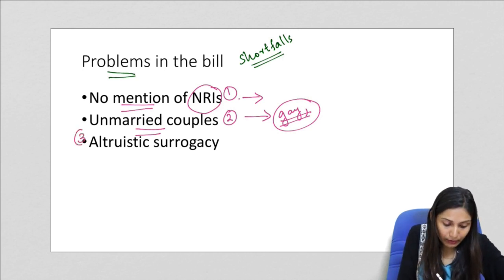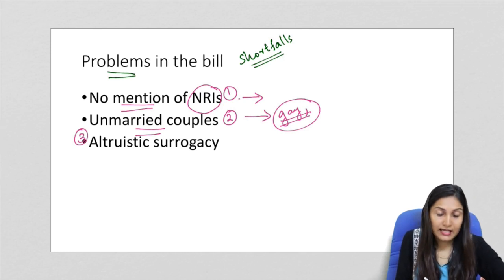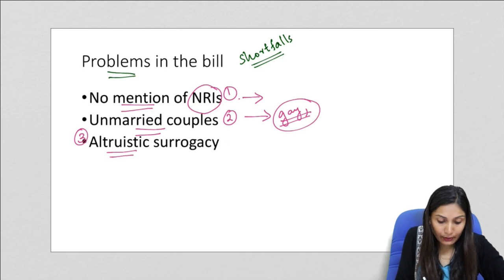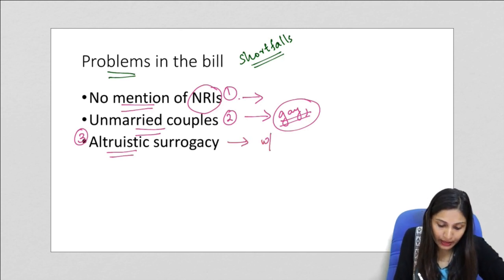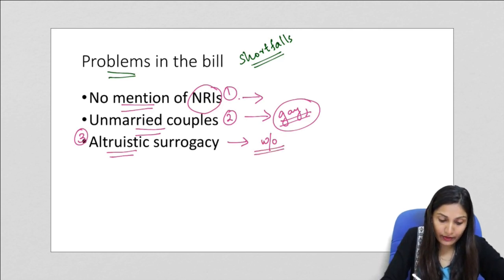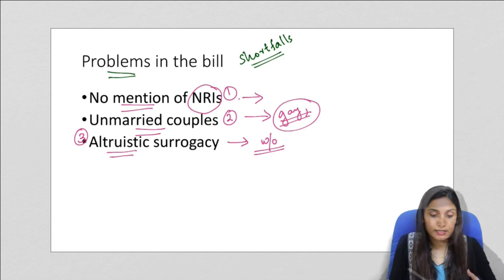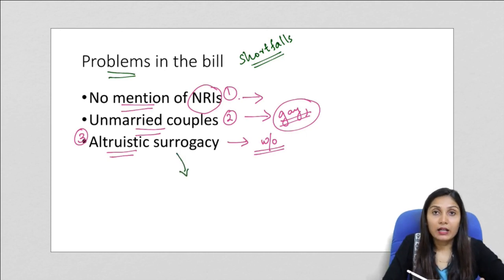Now the third problem is that the bill allows for altruistic surrogacy. That means without any compensation or without any monetary benefit. So if we look at the surrogacy environment in India, it shows that the surrogate mothers are doing this because they are in need of money, because they want monetary compensation.